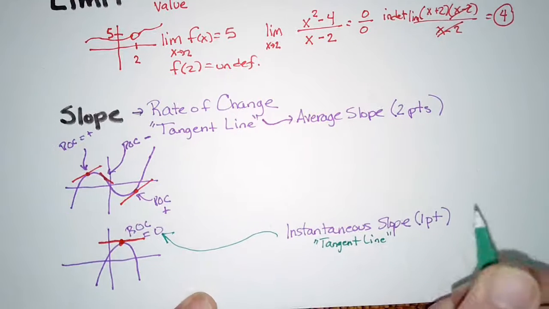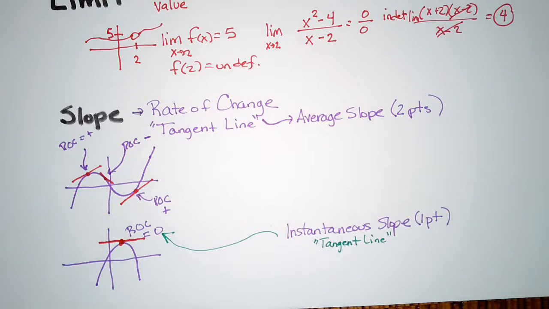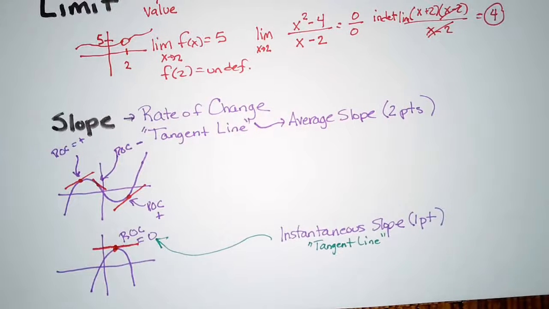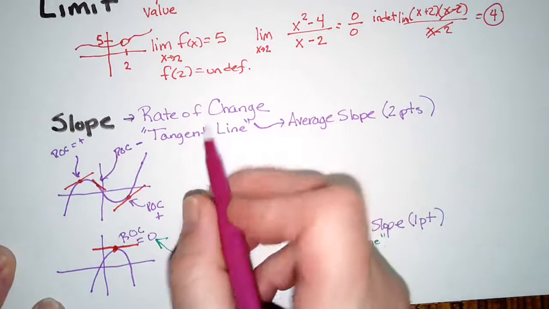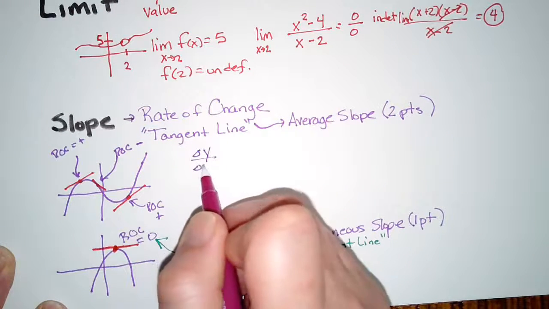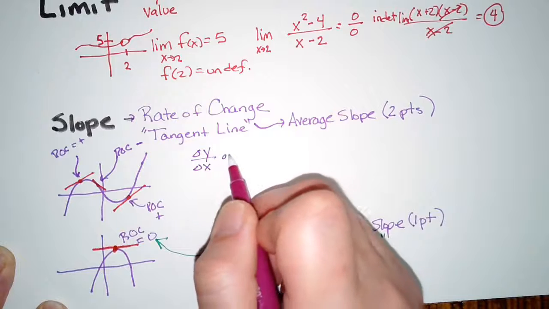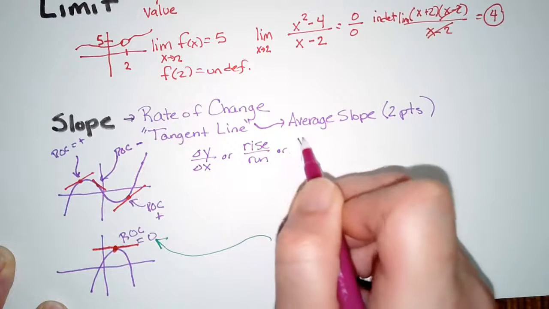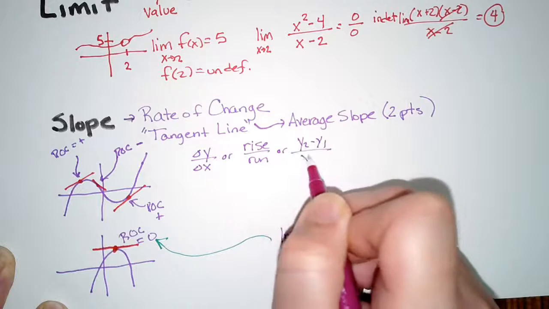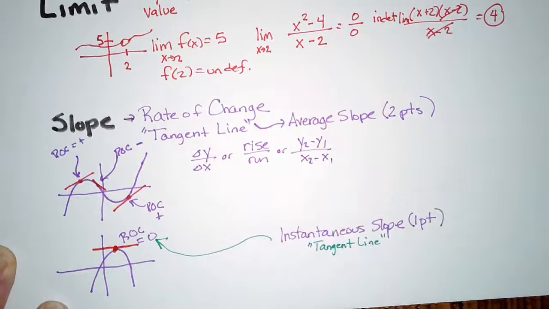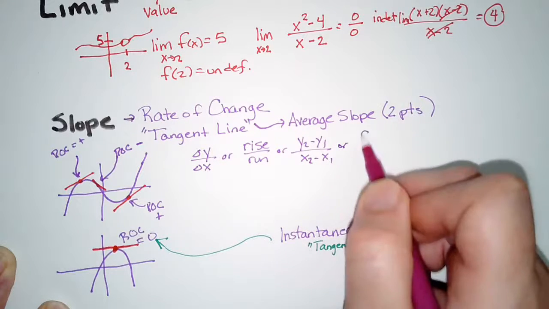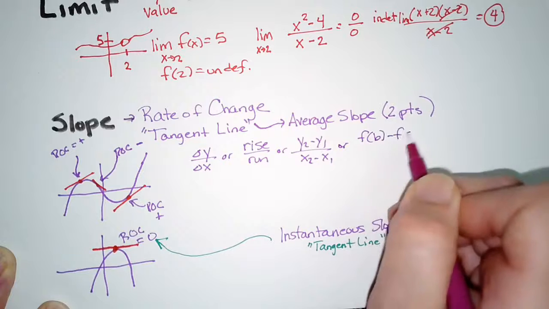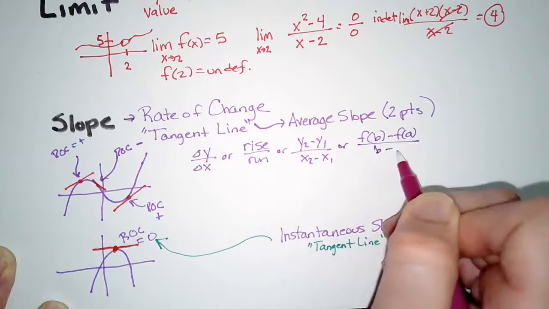And the goal is to be able to figure those out. For right now, all we can figure out is average slope. And there's three formulas for that. They're all the same thing. Change in y over change in x. Or some might call it rise over run. Or some might call it y2 minus y1 over x2 minus x1. They all mean the exact same thing. Or the one that I'm going to use a bunch is called f(b) minus f(a) over b minus a.